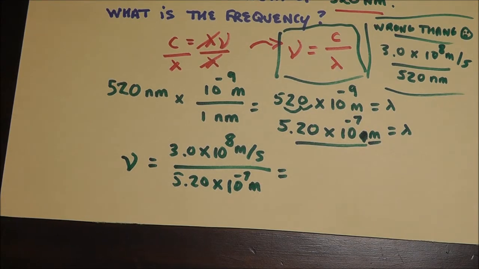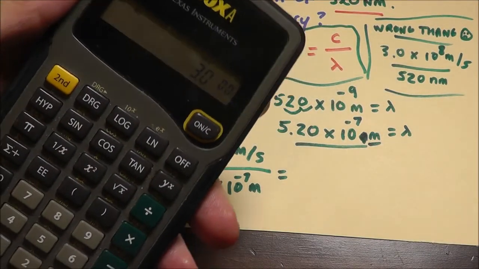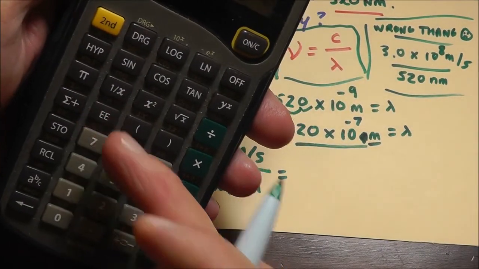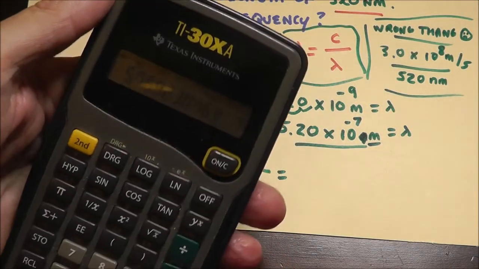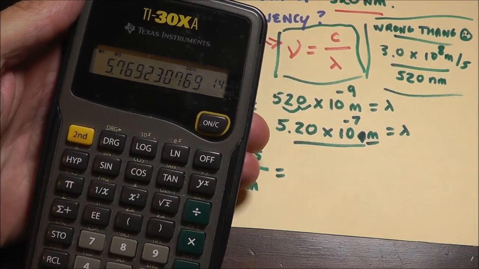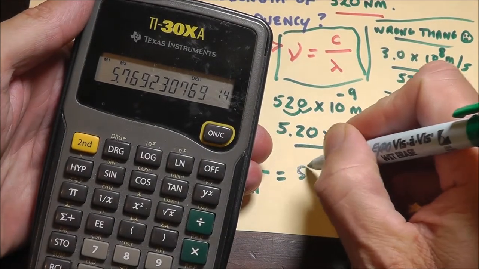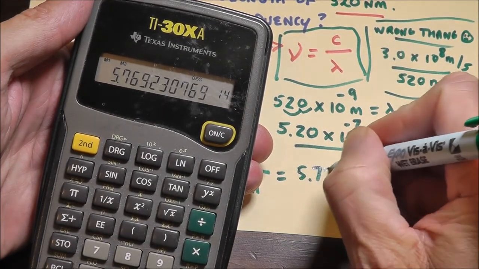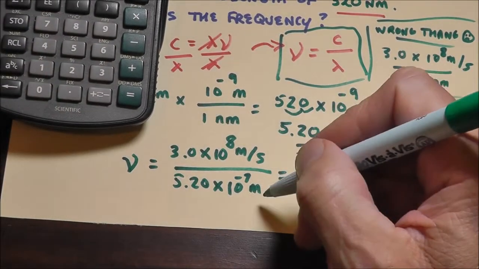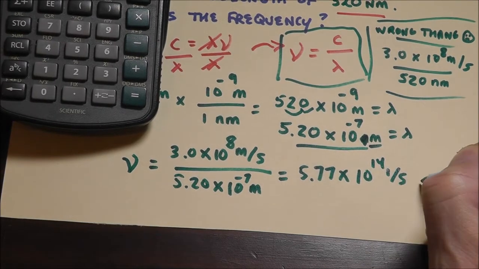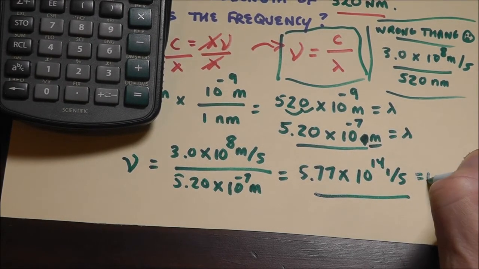So 3.0 times 10. Remember how to find your scientific notation: for me on this calculator, it's the double E. So 10 to the 8th divided by 5.20 exponent button times 10 to the minus 7 equals 5.77 times 10 to the positive 14. Units are now inverse seconds, or hertz, if you want to call it that.